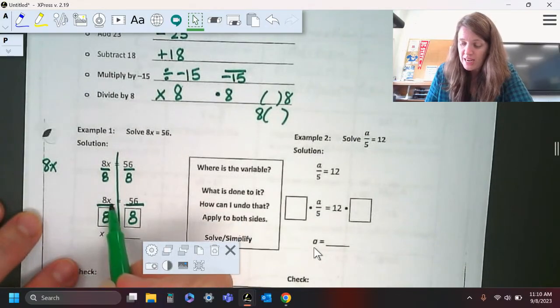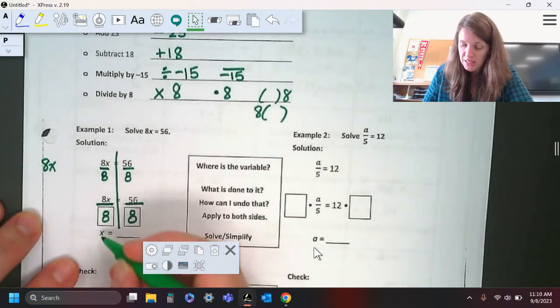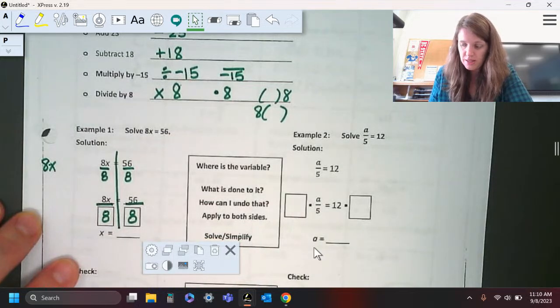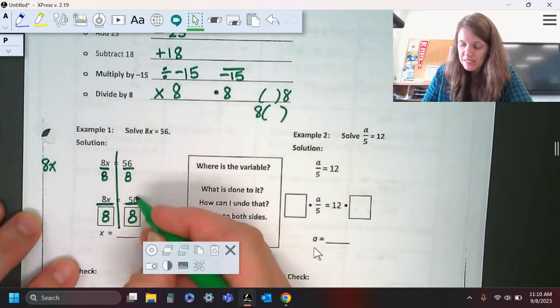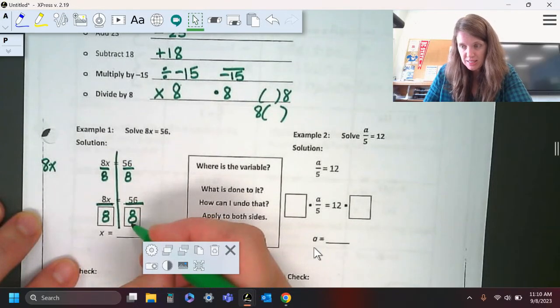So I'm dividing by 8. Well, 8 divided by 8 is going to give me 1x. So 8 divided by 8 gives me 1, which means that I don't have anything but x there. And 56 divided by 8 should give me a 7.